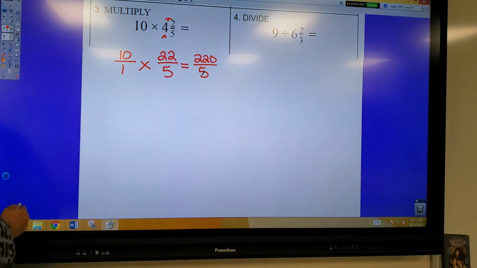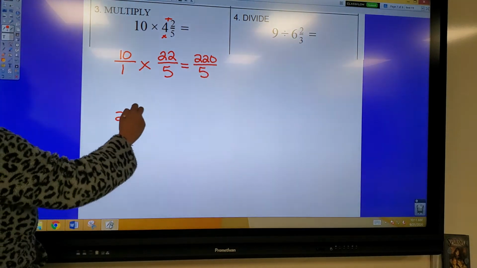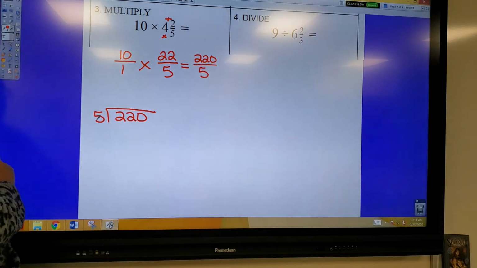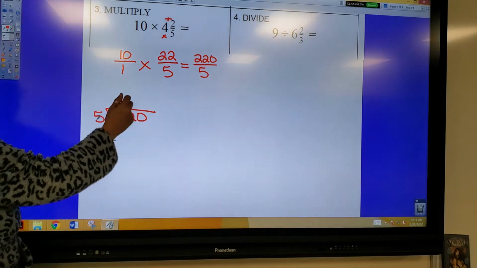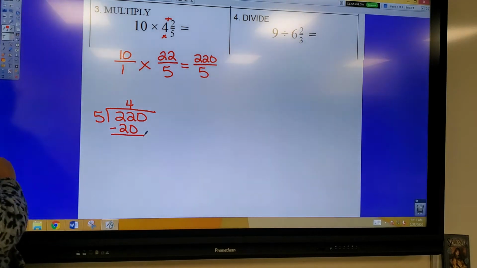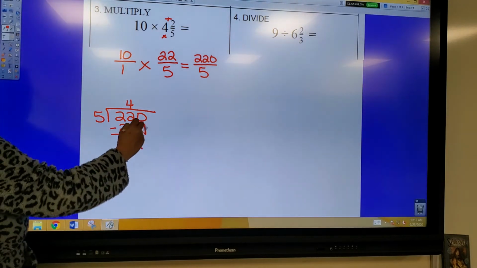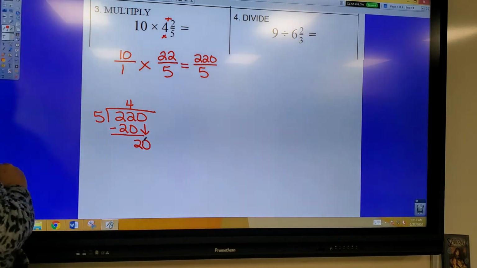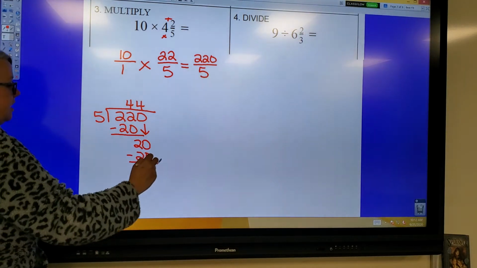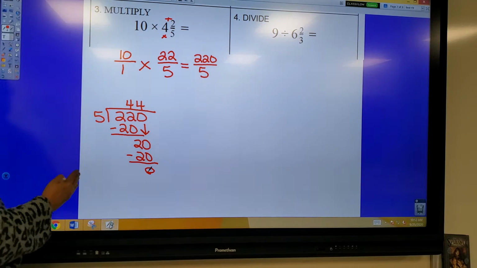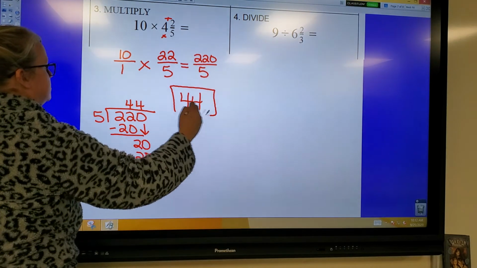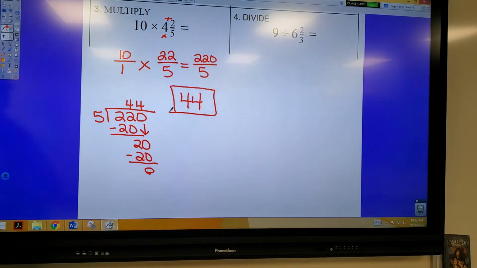You can see that is a pretty big number on top. We're going to need to divide 220 by 5. How many times 5 will go into that? So 5 will go into 22 4 times. 4 times 5 is 20, so I'd have 2 left over. I'm going to drop this 0 down. And 5 goes into 20 4 times. Nothing left over. So that means how many times does 5 go into 220? It goes 44 times. So that is going to be our final answer.